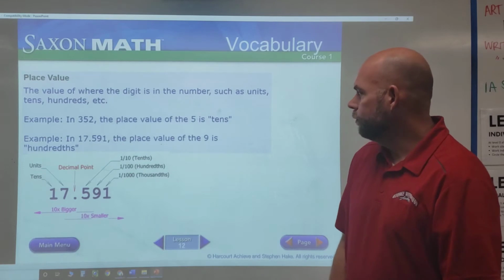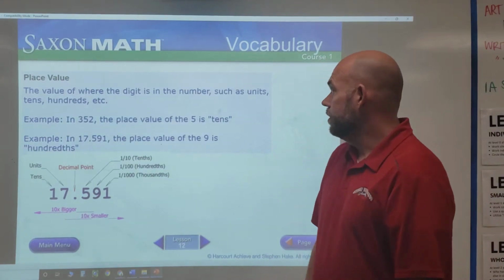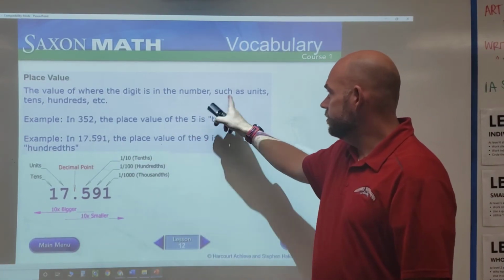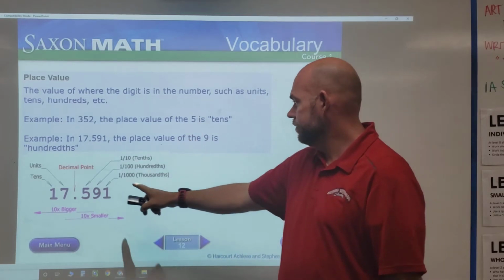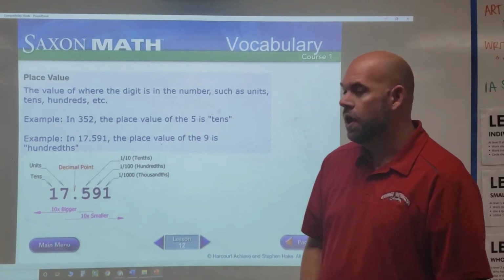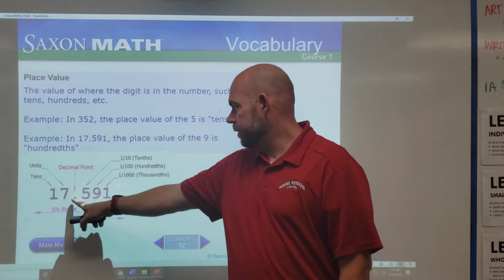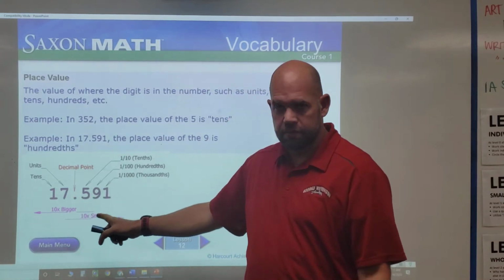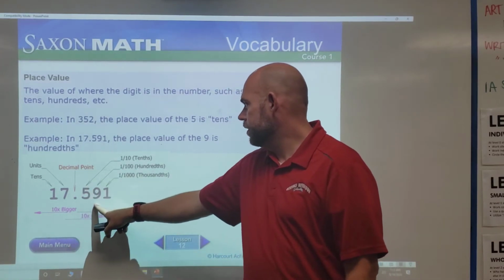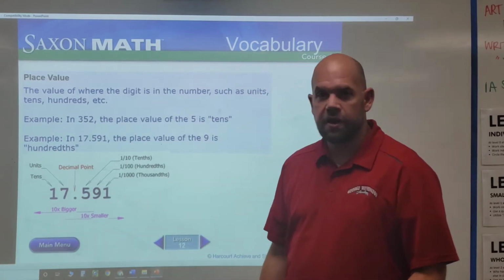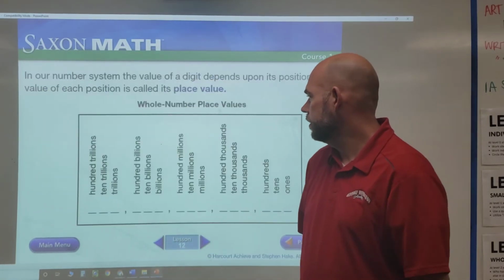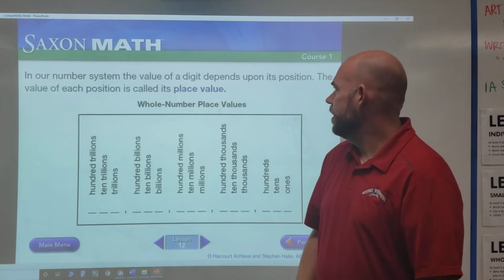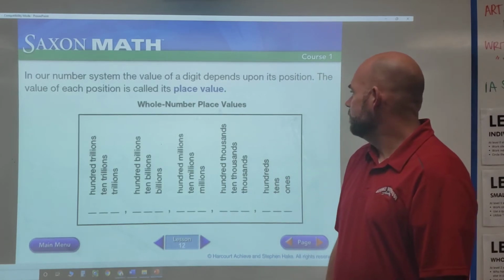All right, so first let's look at place value. The value of where the digit of the number, such as units, tens, hundreds, etc., that's the place value. Now we use a decimal point in place value, and we can see the place value coming to the tens, hundreds, thousands, etc. I'm going to show you a chart on that here in a sec. All right, so in our number system, the value of a digit depends on its position.